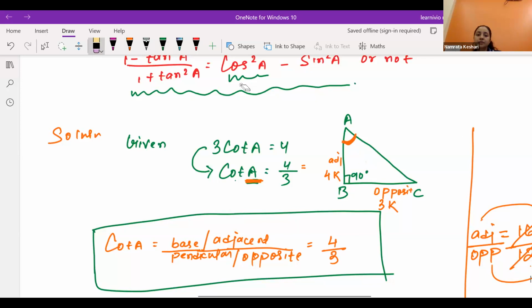Now we realize that one of the sides in this triangle is missing. So let's find that side by using Pythagoras theorem.